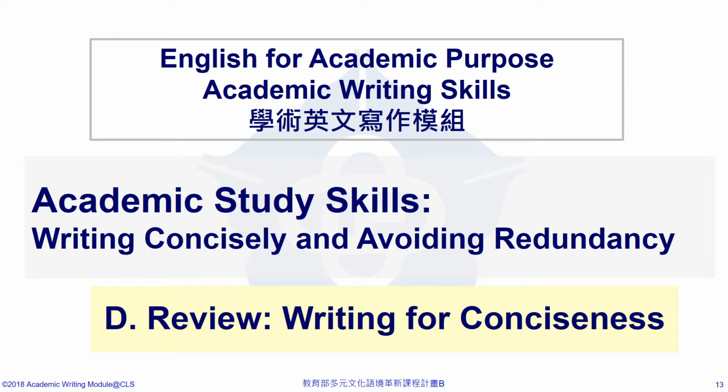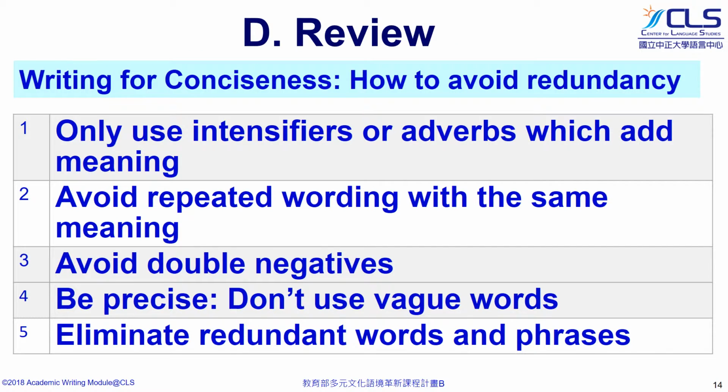Finally, let's review what we have learned in this lesson about writing for conciseness. First, only use intensifiers or adverbs that add meaning to the sentence. Second, remove the repeated words with the same meaning. Third, avoid using double negatives. Fourth, avoid using vague words. And fifth, eliminate redundant words and phrases. By following the directions in this lesson, we can write more concisely.